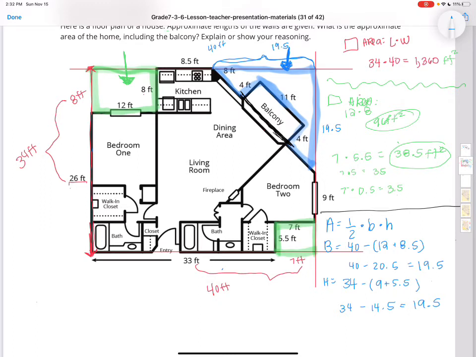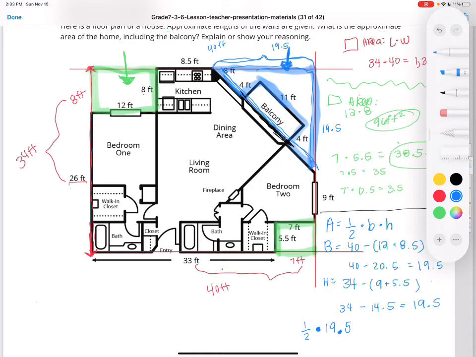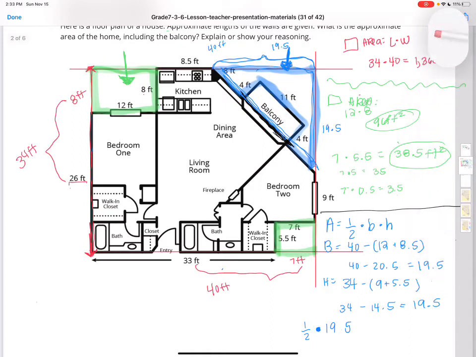Now all I want to do is plug it in. Remember, we're finding the area of this whole triangle that we created right here. We'll get to that balcony next. So it's going to be 1/2 times 19.5 times 19.5. I'm going to exaggerate my multiplication symbols so you guys know that it's not a decimal. So this is a multiplication symbol.